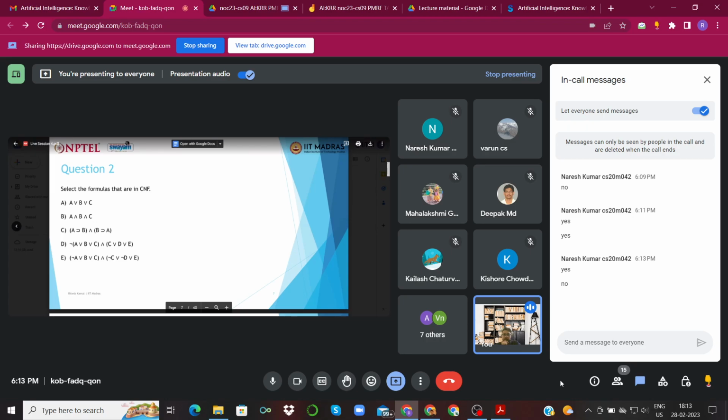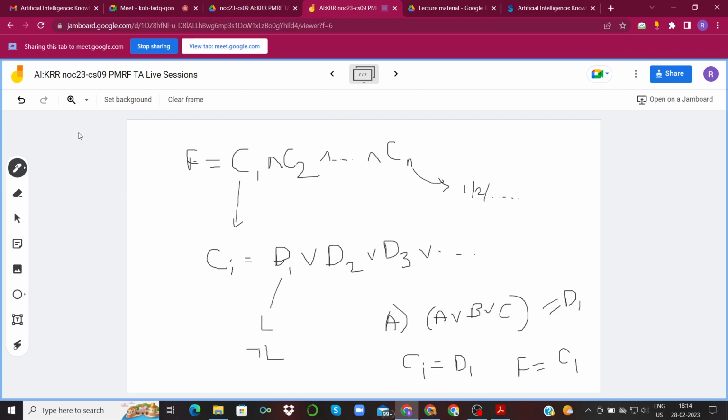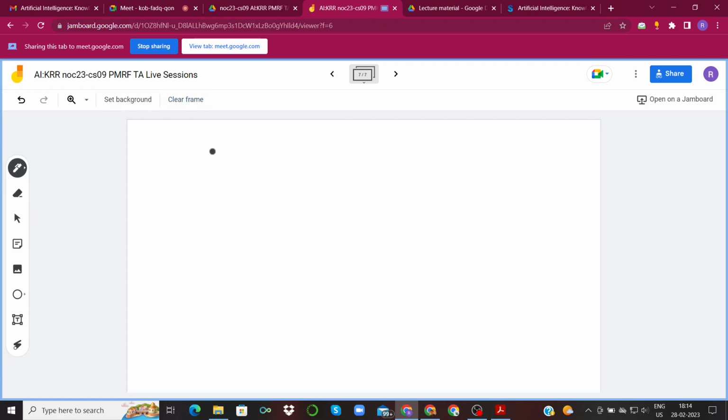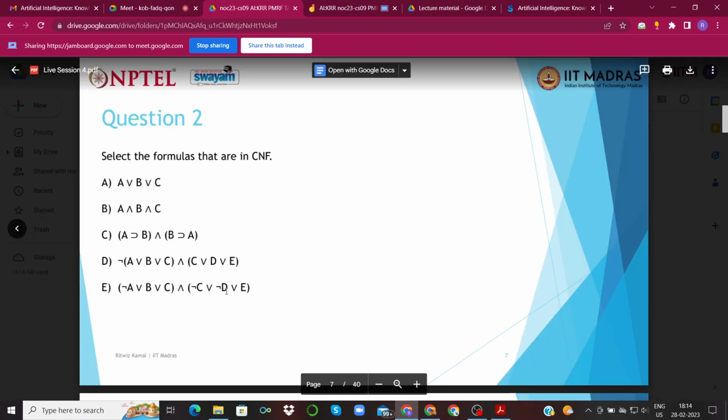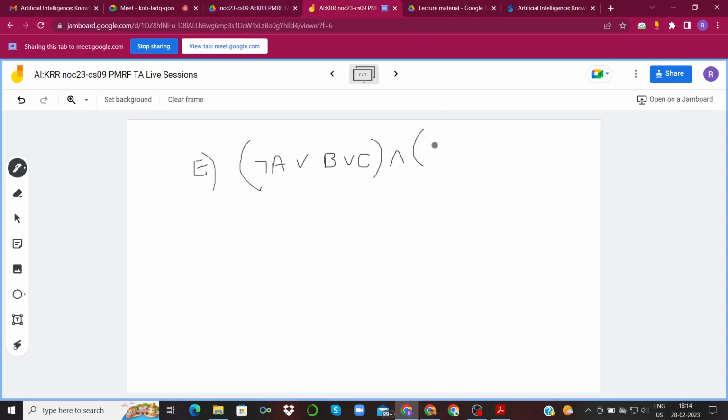And the last option is again in CNF, right? Because we have a conjunction of two disjunctions. The first one, the C1, is not A or B or C, and C2 is not C or not D or E. Okay, so if I just have to point it out, the last option is not A or B or C, and not C or not D or E.